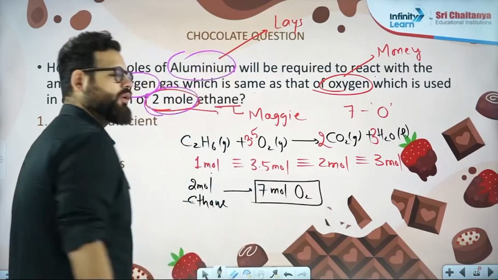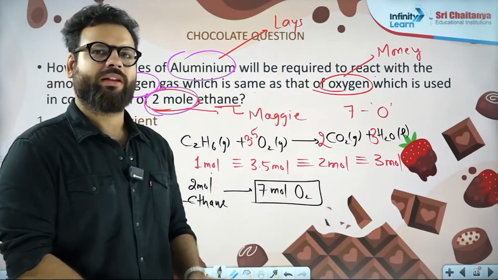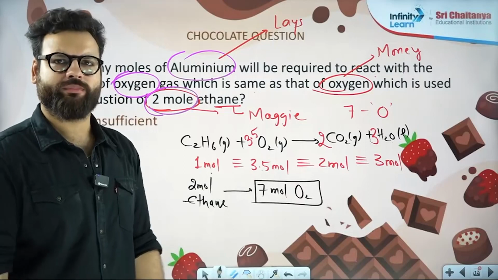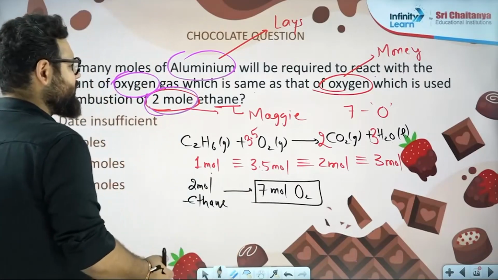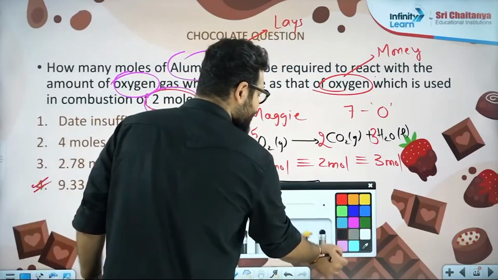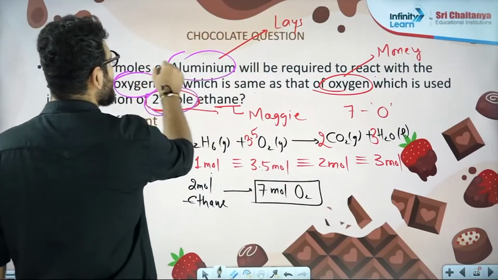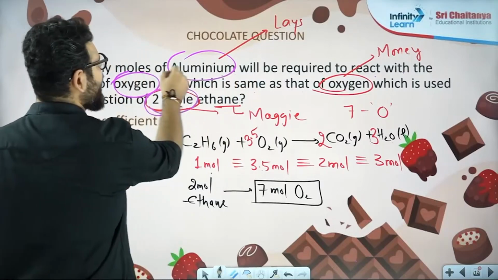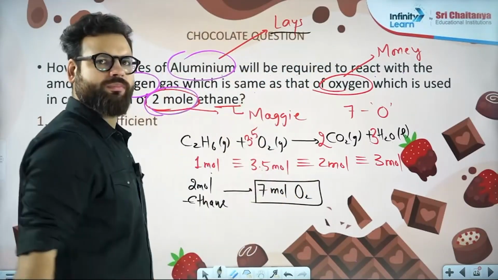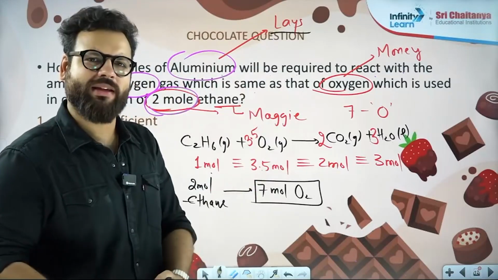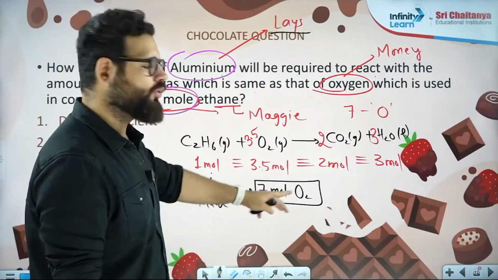Now we know the money, 60 rupees. That 60 rupees is 7 mole oxygen here. Now what is the next step? Next step is the same money we will take to aluminium now. How many moles of aluminium, meaning how many packets of Lay's, can be purchased with 7 mole oxygen?